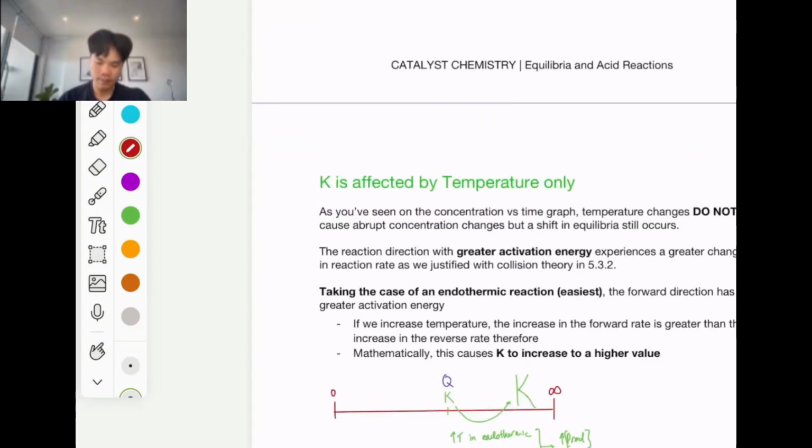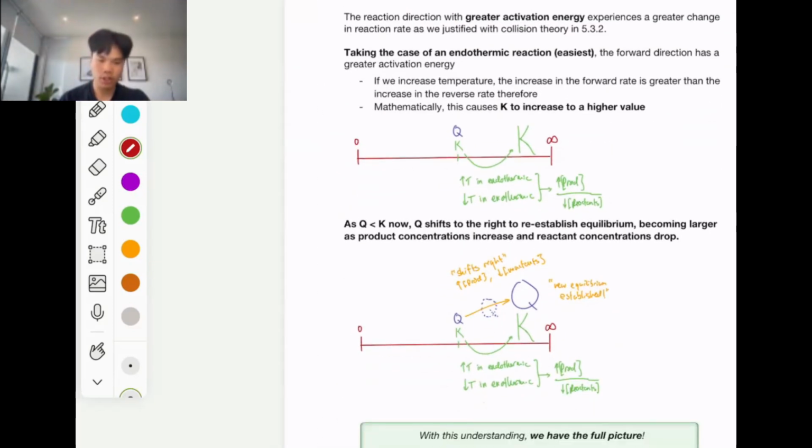On the other hand, if you change your K by changing temperature, this is a different case, where instead of Q moving and then coming back to K, K moves and Q chases K. So your equilibrium will always shift in a way to bring your Q back to K.